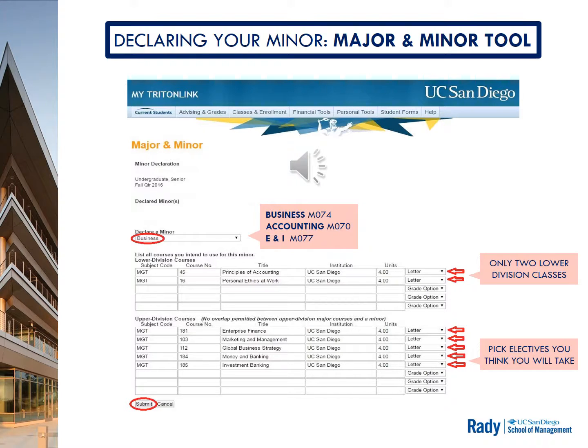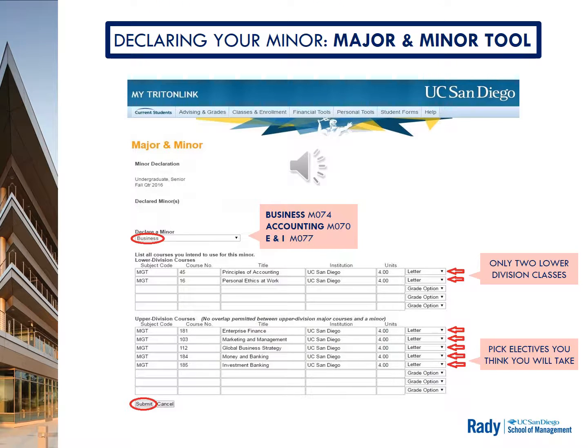So now you are ready to fill out the declaration form. Under the drop-down menu that says Declare a Minor, you can find the code that is appropriate. So there's business at M074, accounting is M070, and the entrepreneurship minor is M077.